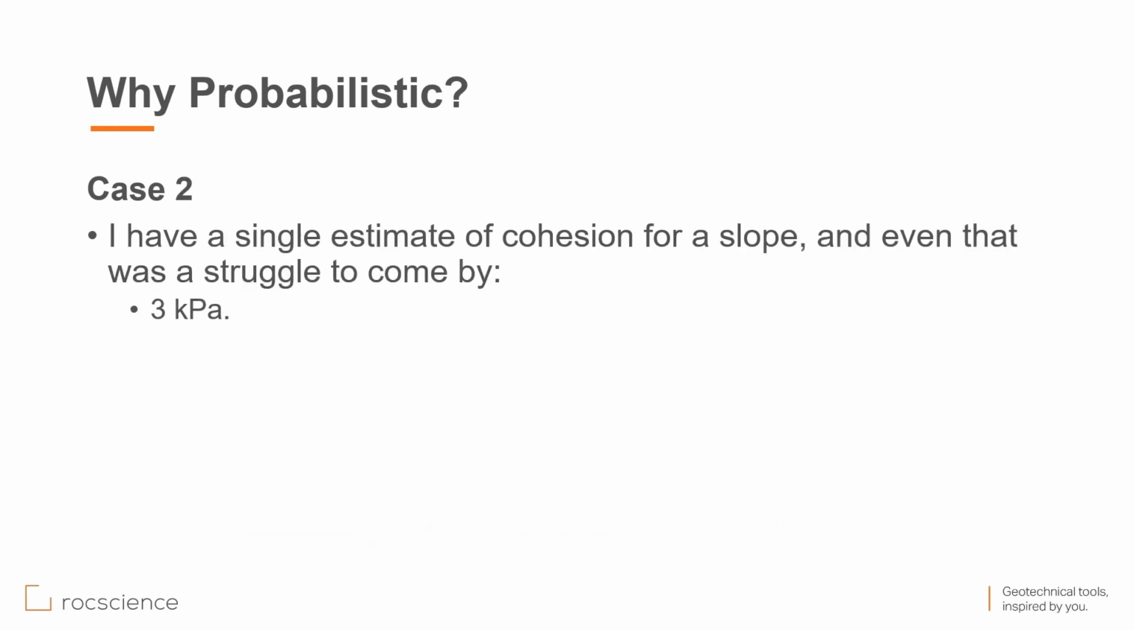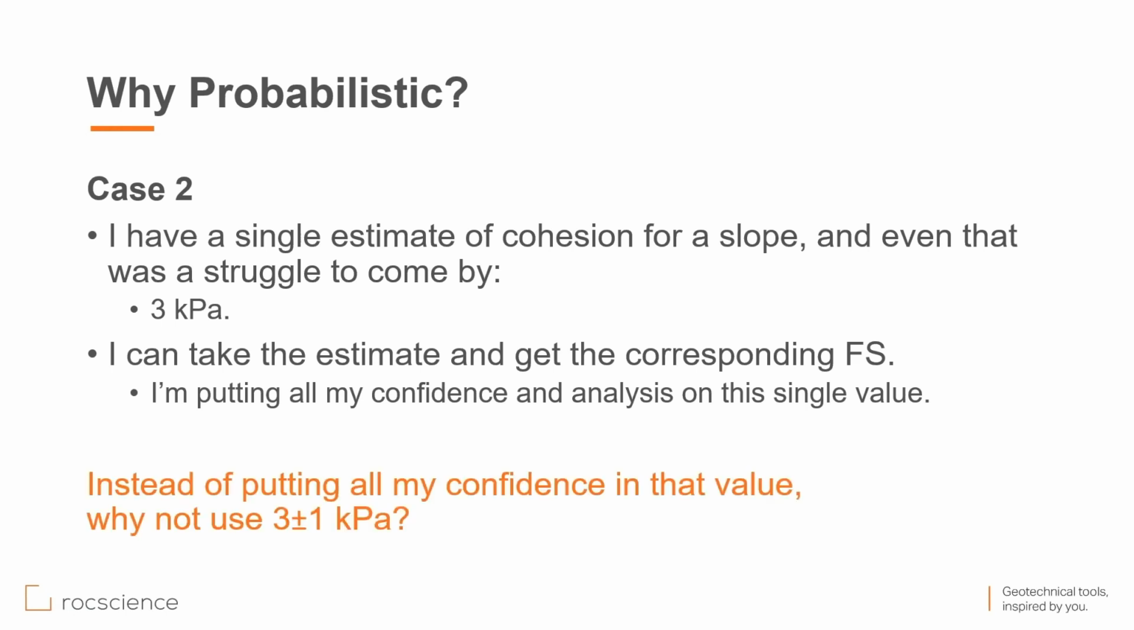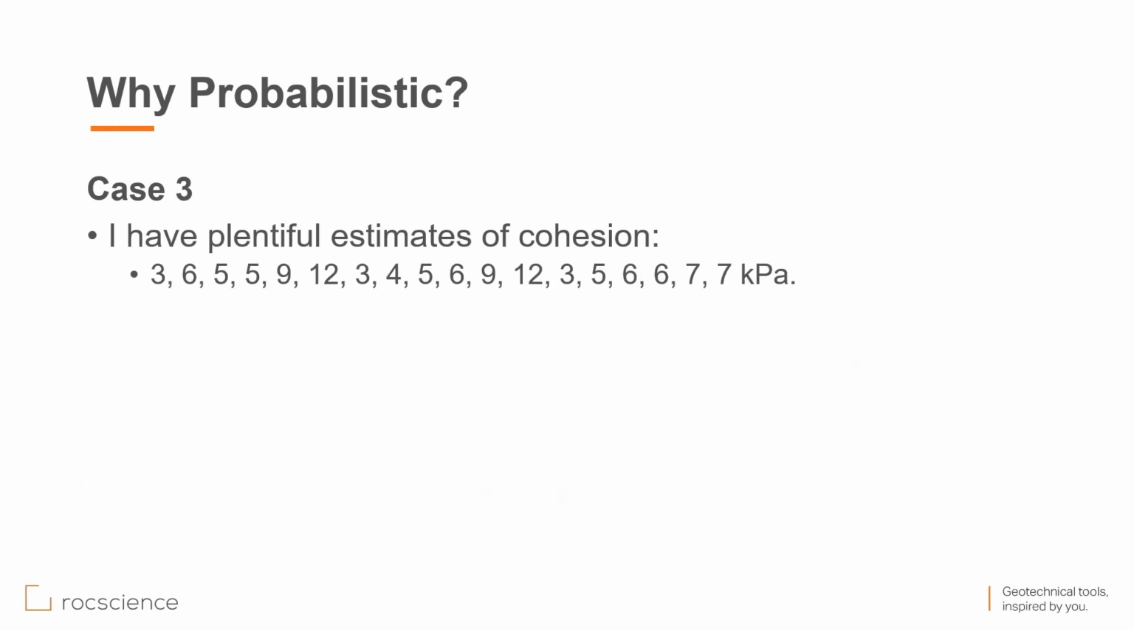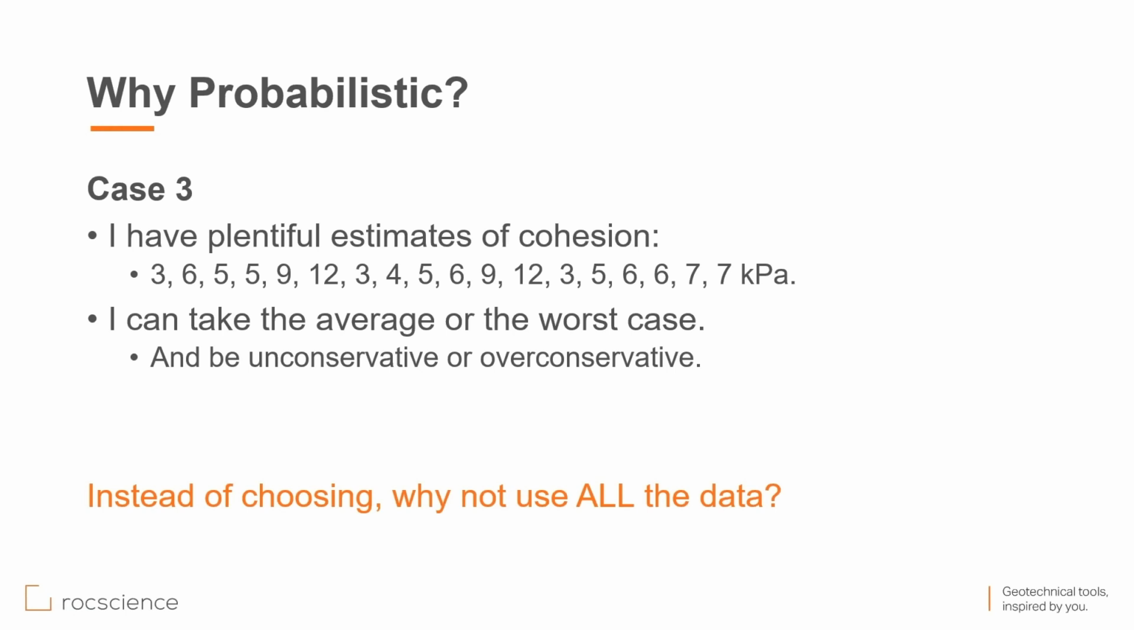In the second case, I only have one measurement of cohesion, it's 3, and I barely managed to get that. So I can plug in my single value and get my single factor of safety and put all of my confidence in that one value. Or I can account for some uncertainty, and I can say, well, maybe it's 3 plus or minus 1 kilopascals. And in the third case, the unlikely case that I have tons of data available, the options are the same as in case 1. I can take the average and be unconservative, or the worst case and be overconservative. But again, instead of forcing all my data into one number, why not use it all?